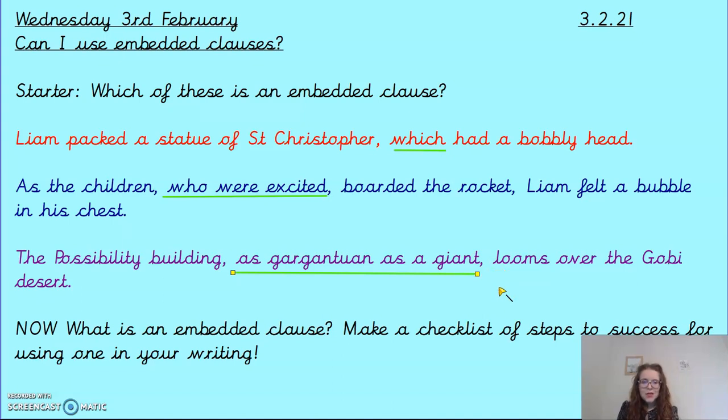Okay, now write a definition for an embedded clause. What is an embedded clause? And then make a checklist of steps to success for using one in your writing. What do you need to remember? Feel free to have a peek back at last week's videos or some of the embedded clause help sheets to help you out here. When you're ready, unpause me and we will move on.